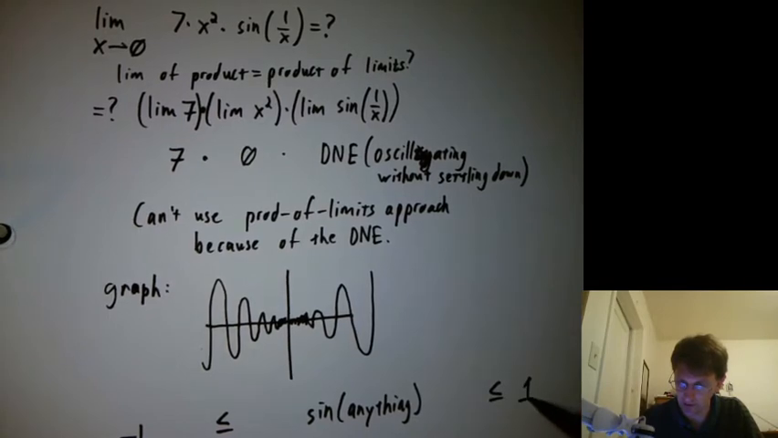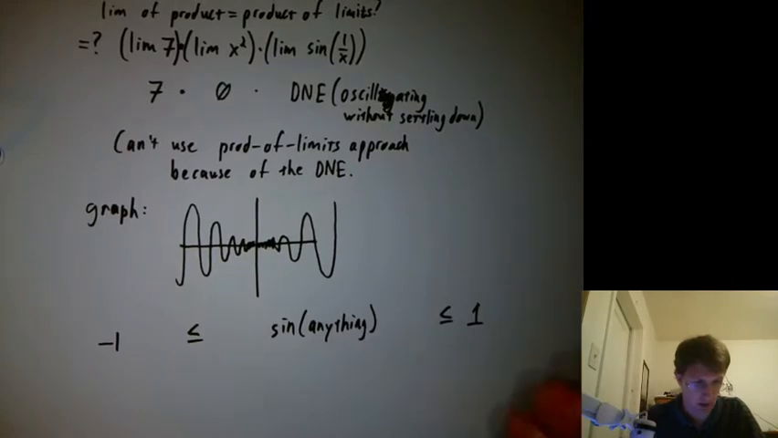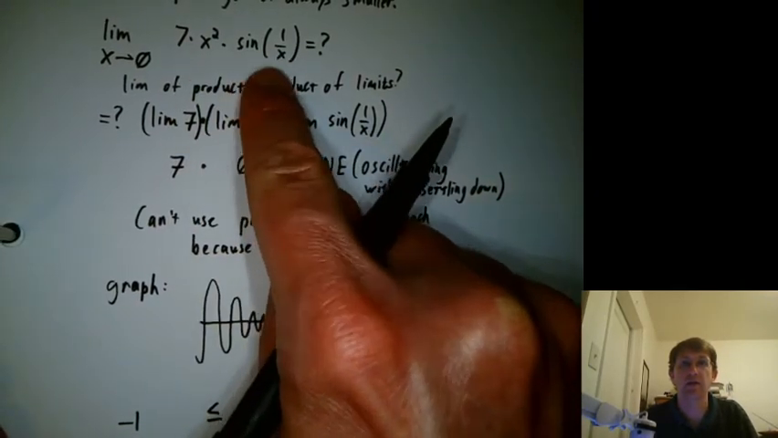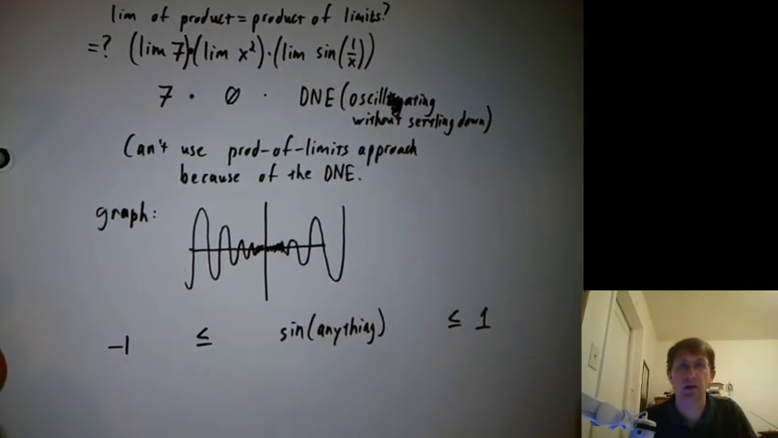Sine of 1 over x is less than or equal to 1. I think that's a fairly uncontroversial statement, but it doesn't look like our limit yet. So let's do things to this statement to make it look more like our limit.